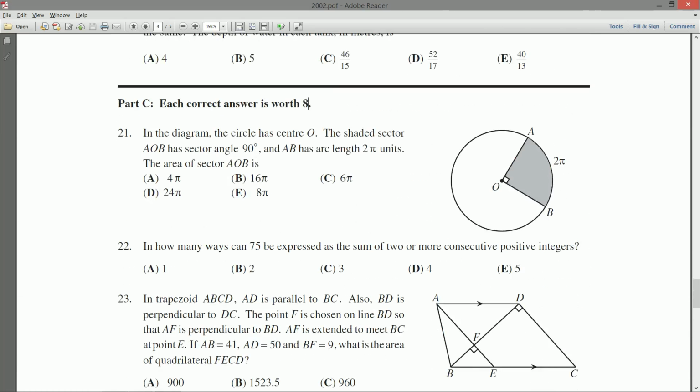So, in the diagram, the circle has center O. The shaded sector, AOB, has a sector angle of 90 degrees. So they have that little right angle right there already for us. And the distance from A to B along the circle, the arc length, is 2 pi units. The area of sector AOB, so the area of this quarter circle, is, okay.